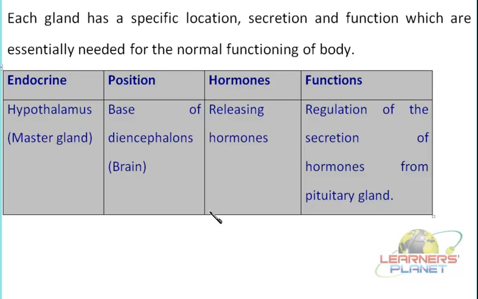So each is required for the specific function, as well as the different types are released here, which controls the activation or inhibition, or in short the regulation of different other types of glands. So this gland is actually releasing particular hormones which have a specific function, as well as releasing various different types of hormones which are again controlling the secretion of other types of hormones.